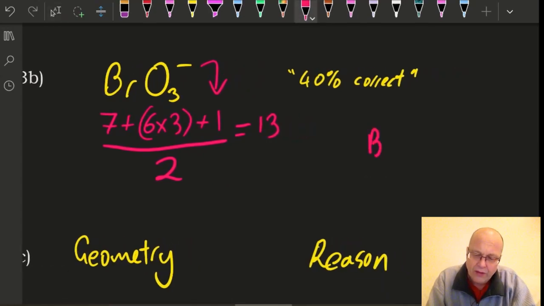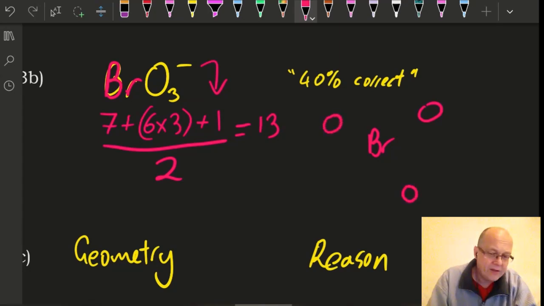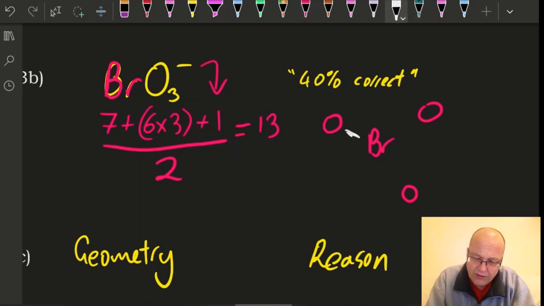Bromine goes in the center because it's the first one in the formula, and then separate the others evenly around the outside. Now it says it's octet. Okay, so I'm just going to draw in 3 pairs of electrons to start, and I have 10 more to distribute. Well, I'm just going to throw them in, see what happens. 1, 2, 3, 4, 5, 6, 7, 8, 9, 10.